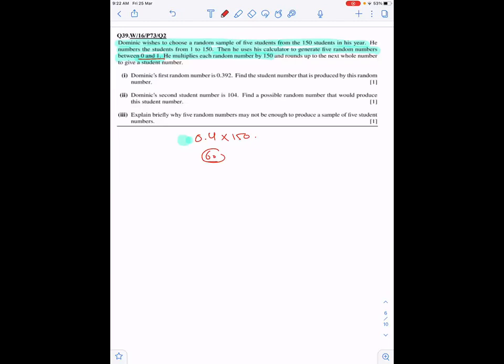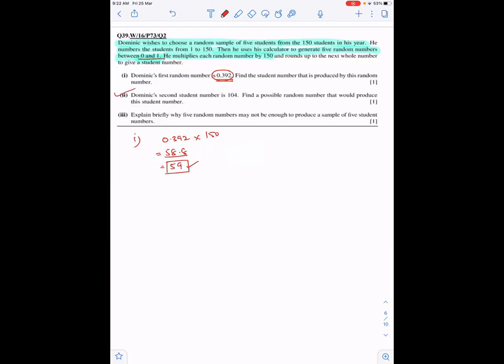The random numbers can be any decimal number. So the first number which he has generated between 0 and 1 is 0.392. Find the student number that is proposed by this random number. You are supposed to multiply this number by 150 as a first step. So for the first part, you multiply by 150 and we are getting 58.8. So round it off to the next whole number, which is 59. So the student who has this number will be chosen.